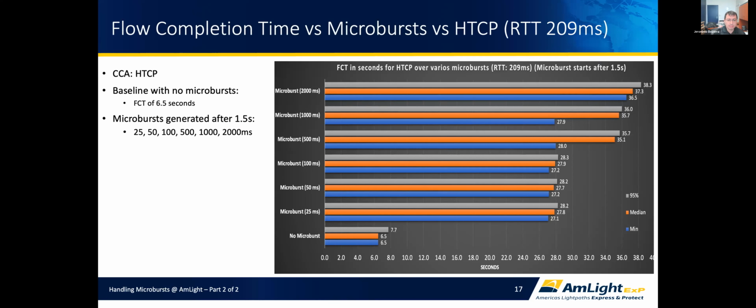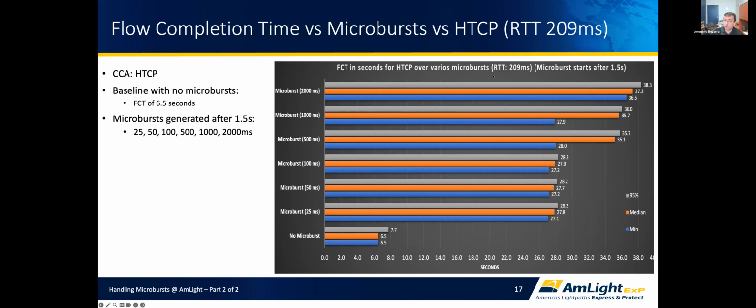So you can see here in the bottom of this graph, the no microburst, you have three colors here. Blue is the minimum flow completion time, 6.5 seconds. We have in orange, 6.5 seconds in the median case. And then we have the 95th percentile, which is 7.7. This is no microburst. And then on top of those, you have the horizontal lines, microbursts of multiple durations: 2000 milliseconds on top, 1000 milliseconds, then 500 milliseconds, 100 milliseconds, 50 milliseconds, and 25 milliseconds.